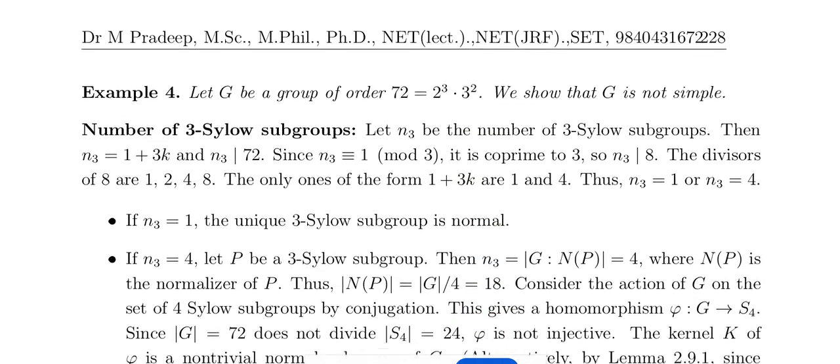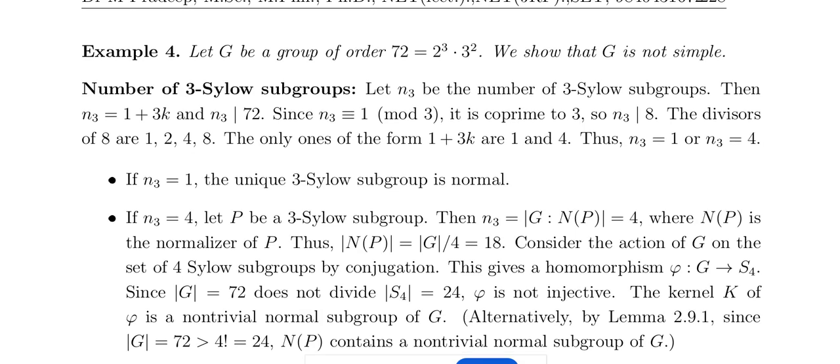And another problem, that is a 72. So here order of G equal to 72, and 72 we can write as 2 cube into 3 square. That means prime factorization: 72 divided by 2 is 36, that is 2, then 18, that is 2, then 9, that is 3 times 3, that is 1. So that is called 2 cube into 3 square, the 72.